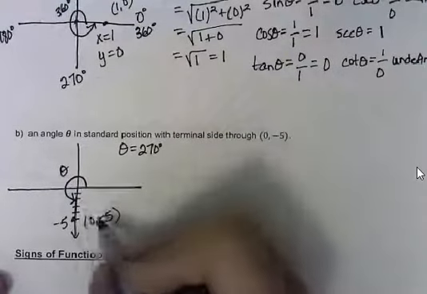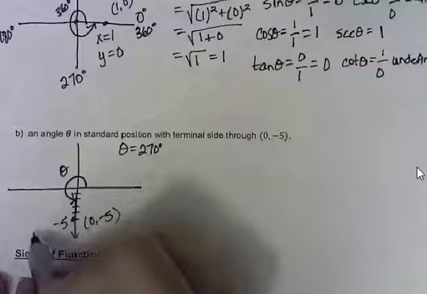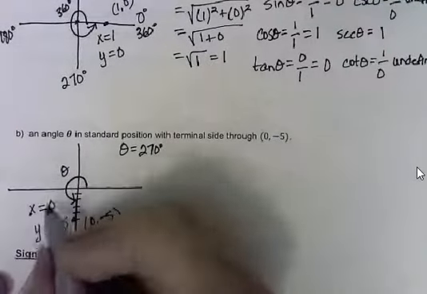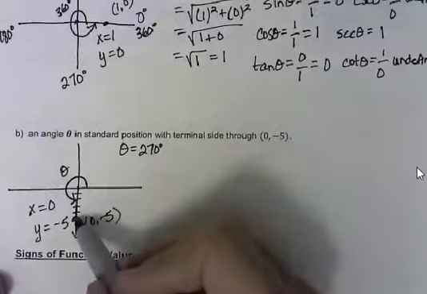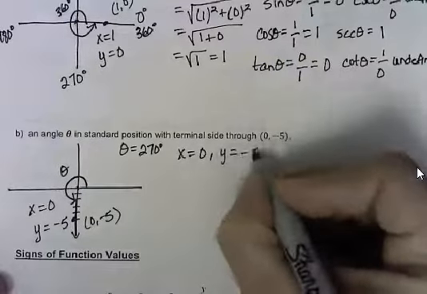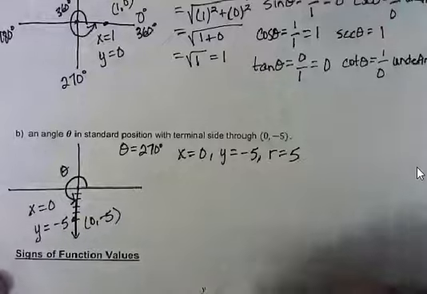Now again, we could find the r by using the x and the y in the formula, or we could just look at our picture and figure out how many units it would be from the origin down to this point. So that would be 5 units. So we have our x equals 0, y equals -5, and r equals 5.